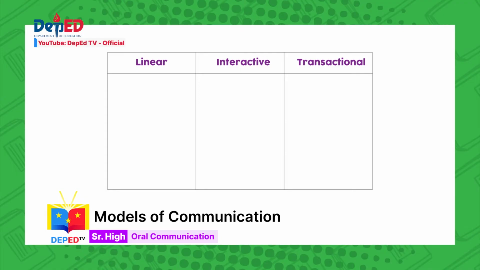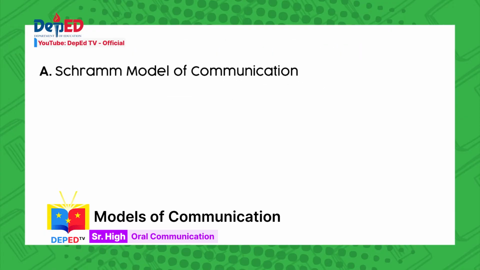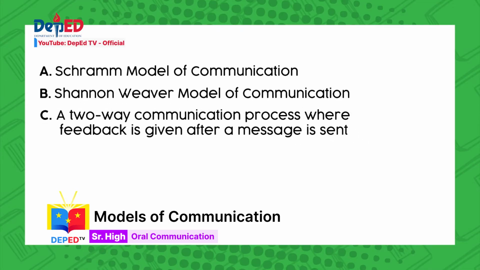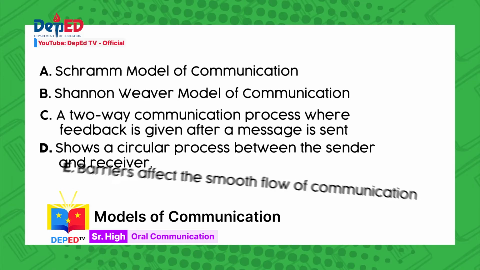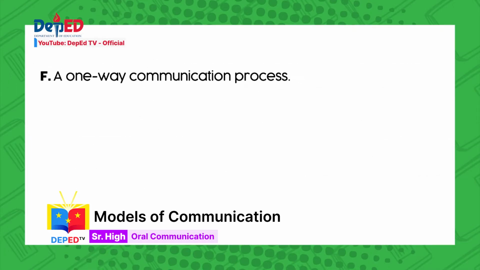This may be found on page 28 of your self-learning module. Ready? Let's begin. These are the phrases and statements. Letter A. Schramm model of communication. Letter B. Shannon-Weaver model of communication. Letter C. A two-way communication process where feedback is given after a message is sent. Letter D. Shows a circular process between the sender and receiver. Letter E. Barriers affect the smooth flow of communication. Letter F. A one-way communication process.